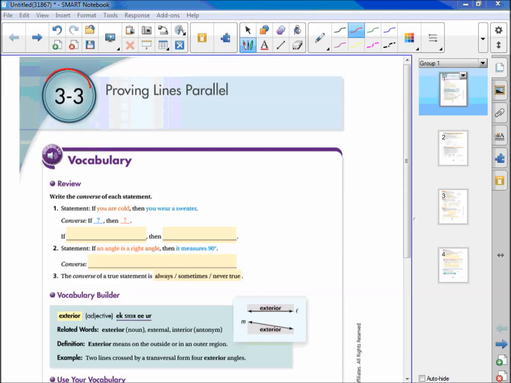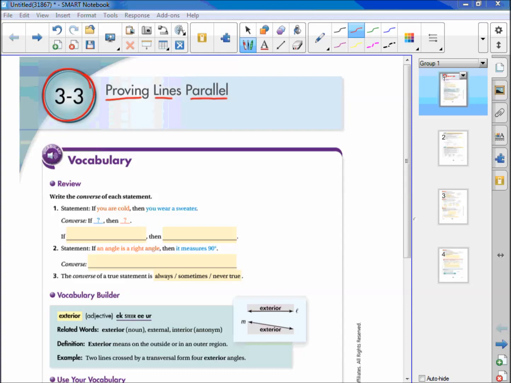Today we're covering section 3.3, proving lines parallel. Okay, so we're going to go in reverse. Last time we had parallel lines. We talked about the angles that were created from it. This time we have angles that are congruent. We're going to talk about how we use those to make parallel lines.